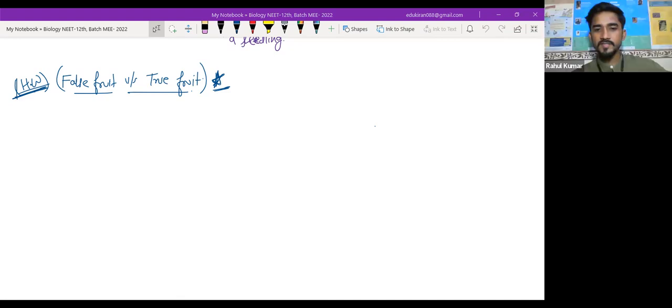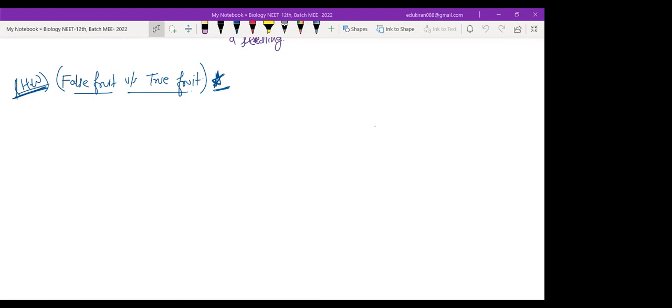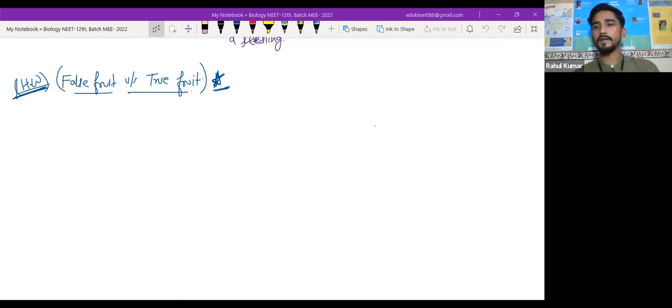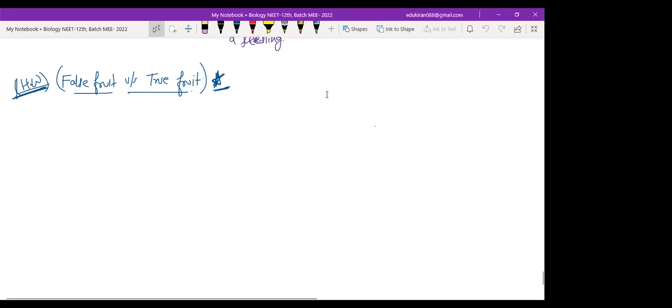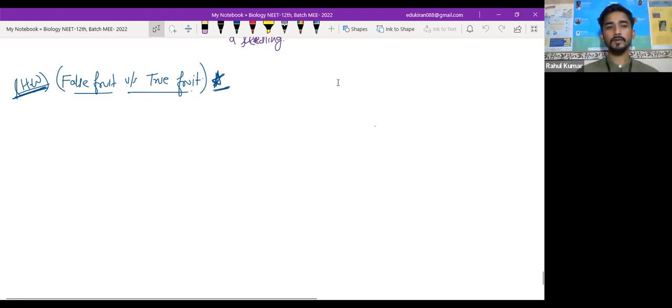It was: explain in brief any two methods of vegetative propagation in higher plants, correct? Yes. So what is the difficulty in this question? Did you not understand the question, or you do not know the methods? I did not know the methods. I was confused. Okay, so let's talk about it here. Is my screen visible to you?